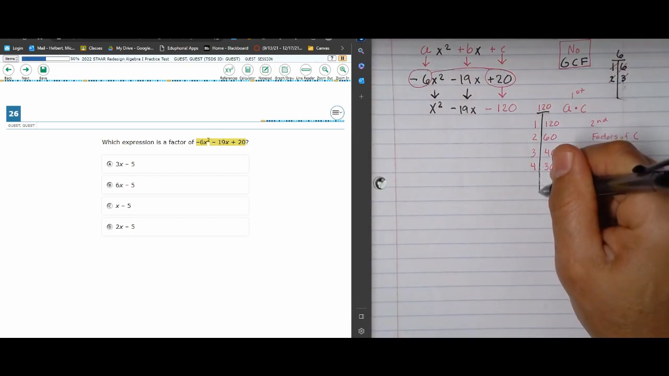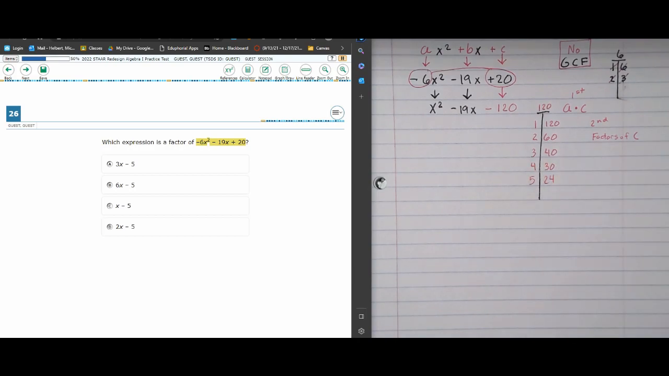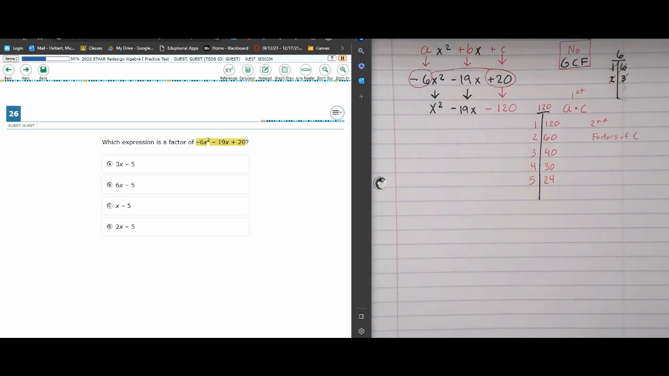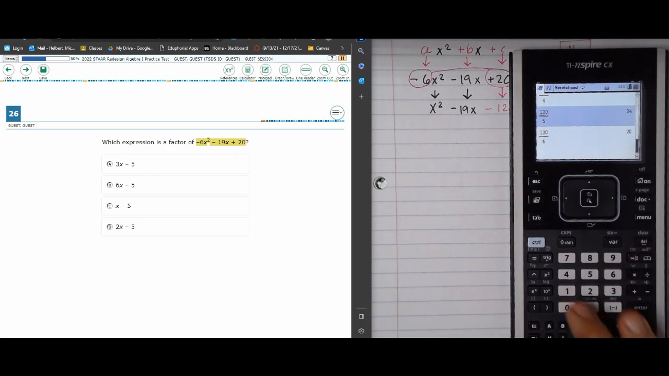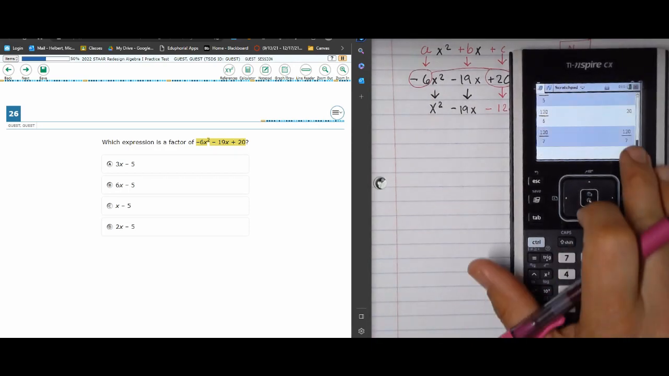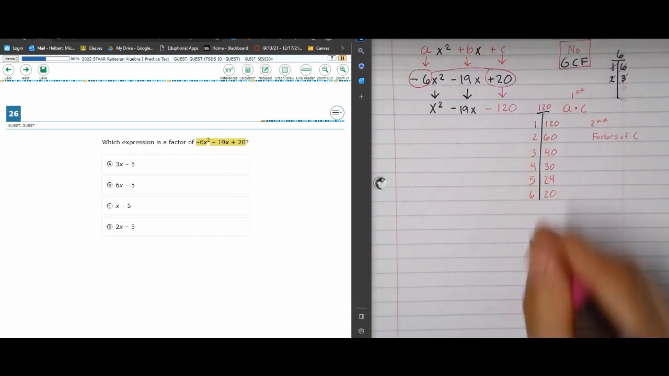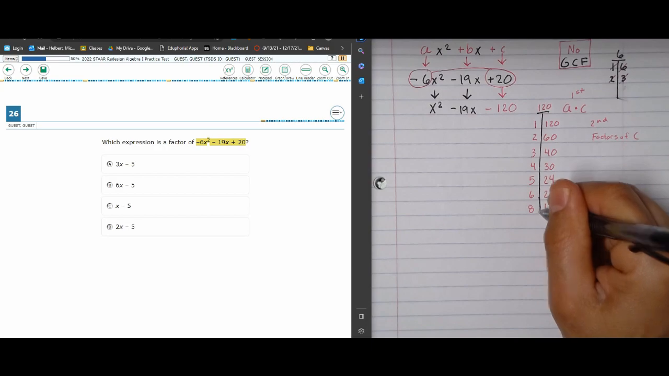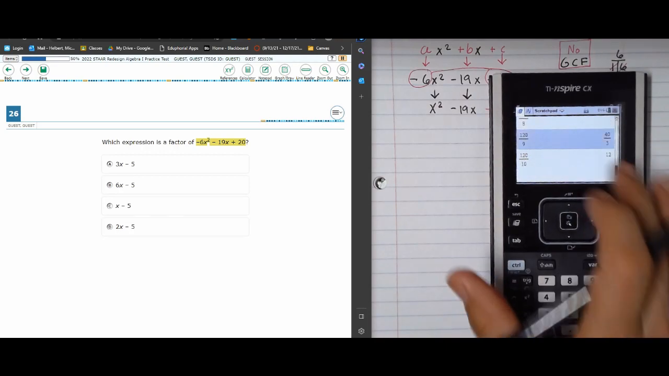So let me extend this a little bit. 5 and 24. After 5 comes 6, so I can do 120 divided by 6, and it gives me 6 and 20. And I can do 120 divided by 7, which comes next, and it doesn't work, right? Because we got a fraction. 120 divided by 8 gives me 8 and 15. I can then try 9. 120 divided by 9 doesn't work. 120 divided by 10, I have 10 and 12.